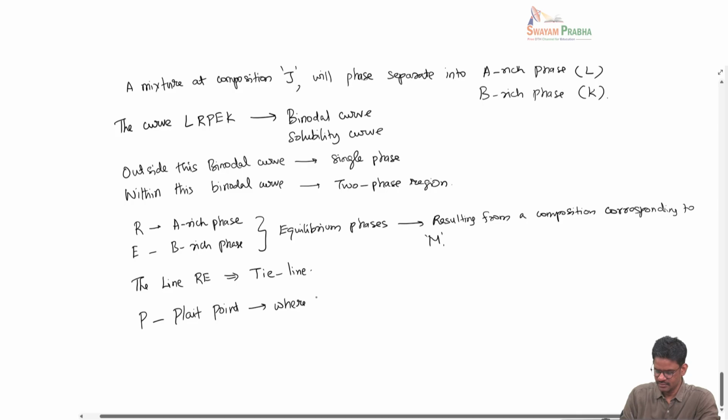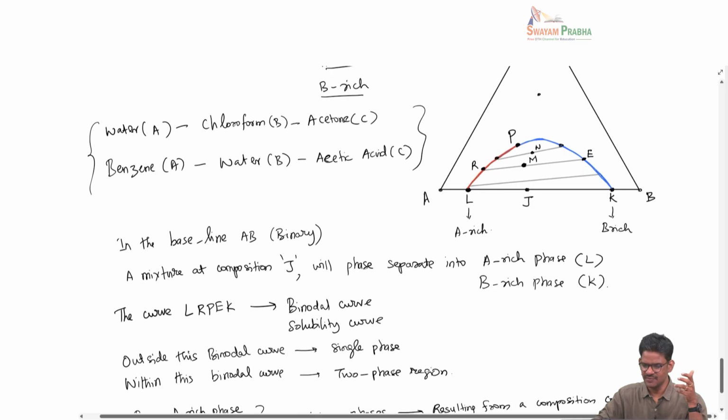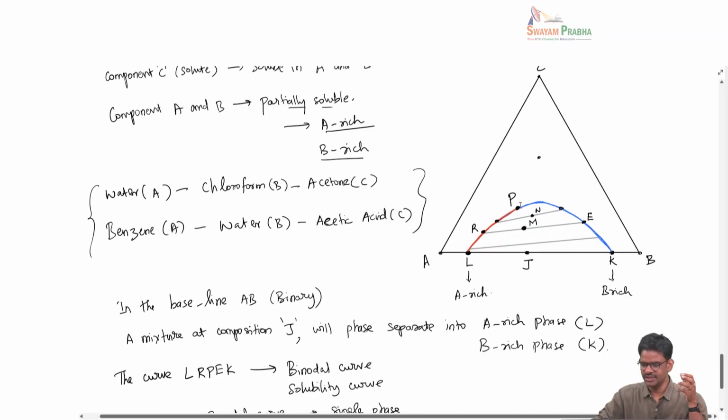Where the composition of A rich and B rich phases are the same. From the distillation parlance, you can think this is like an azeotropic mixture, where both vapor phase and liquid phase will have the same composition of the solute. The same way here, the composition at point P is the same for both layers.